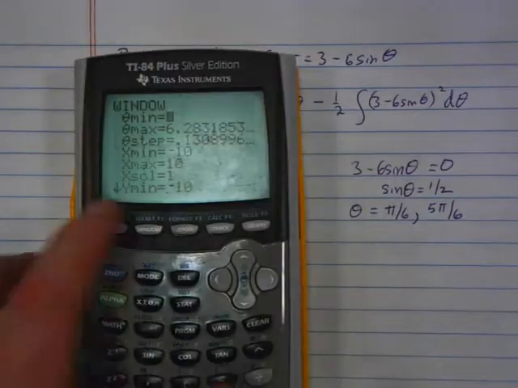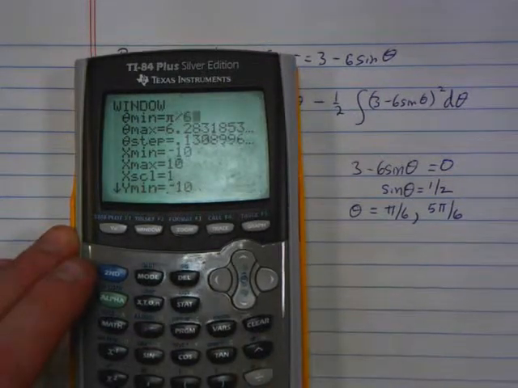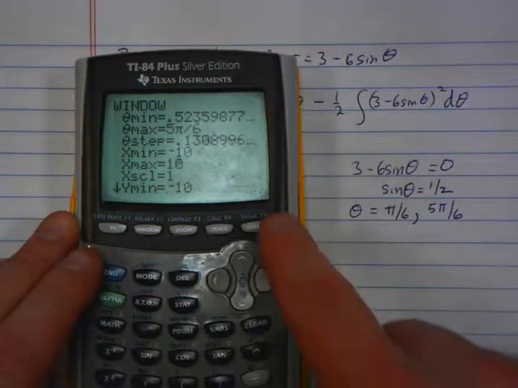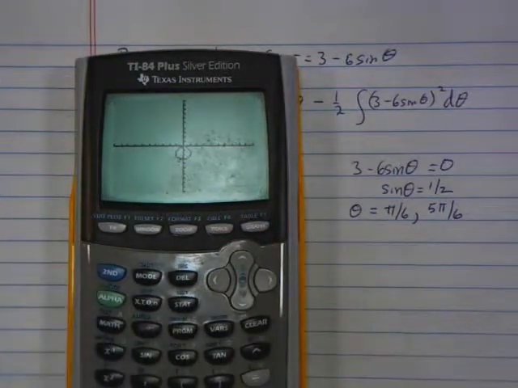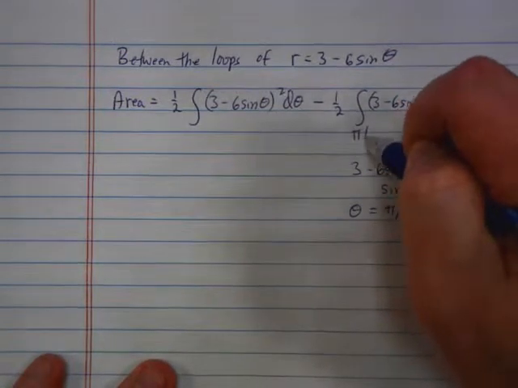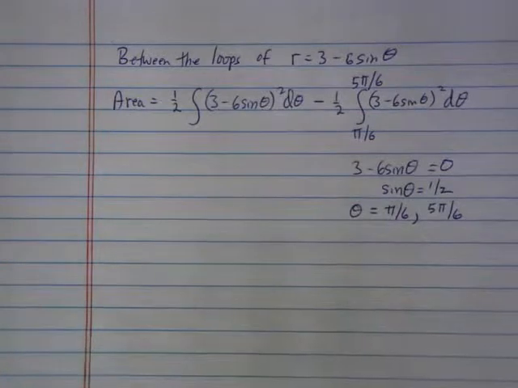Alright, so let's check. Go to my window. I'm going to type in pi over 6. And then I'm going to type in 5 pi over 6. And that does indeed look like it drew just the little loop for me. So that's the bounds for my second equation, or my second integral, I mean. Pi over 6 and 5 pi over 6. That will make it draw the little loop.